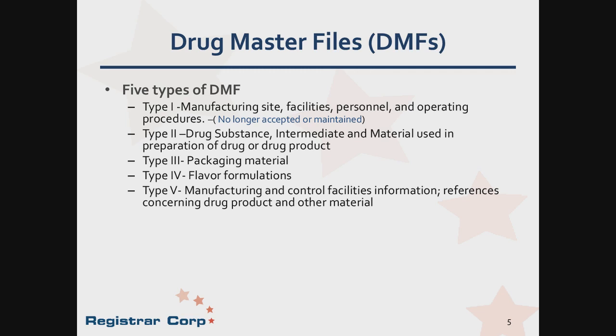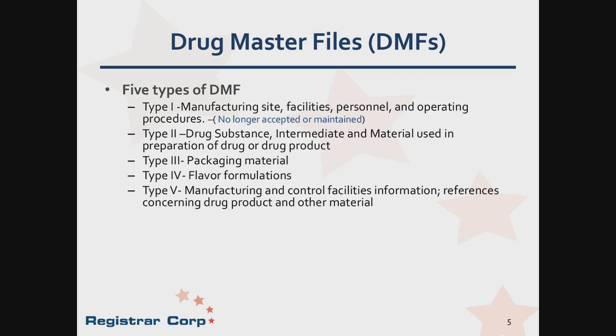Traditionally, there were 5 types of DMFs that FDA accepted. Type 1 is no longer accepted or maintained. It was used to contain information about the manufacturing facilities, specific people, and specific procedures. Now this information may be provided either in a Type 2, Type 3, or a Type 4, or if not possible under those 3 types, then a Type 5 may be filed.